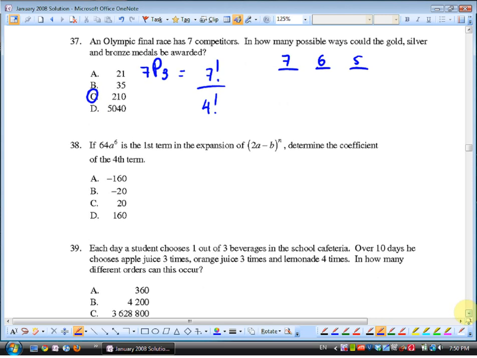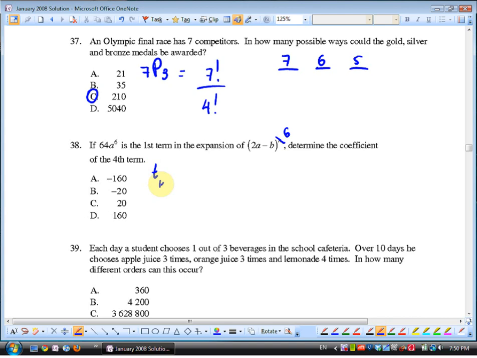Number 38. A little bit of a twist here. It's telling me the first term, but they haven't told me n. Okay, let's think. Well, if this is the first term and the exponent on the a is a 6 and the original exponent here was a 1, the only way the first term could have an a to the 6th would be if that was to the 6th power. So, I can now solve this.